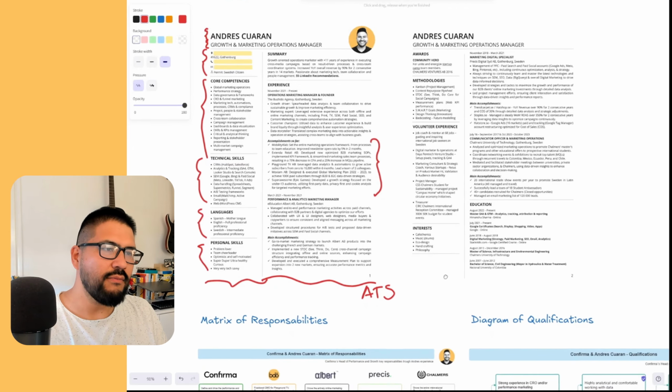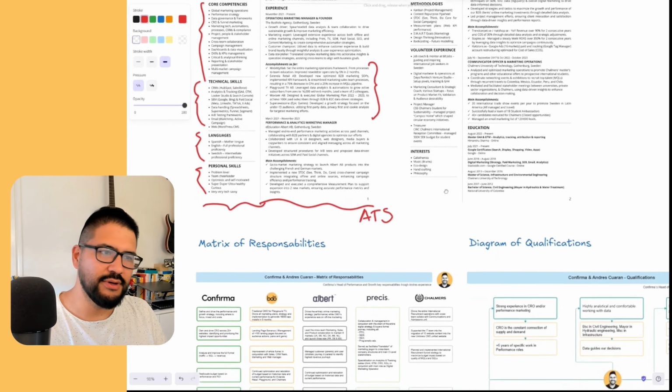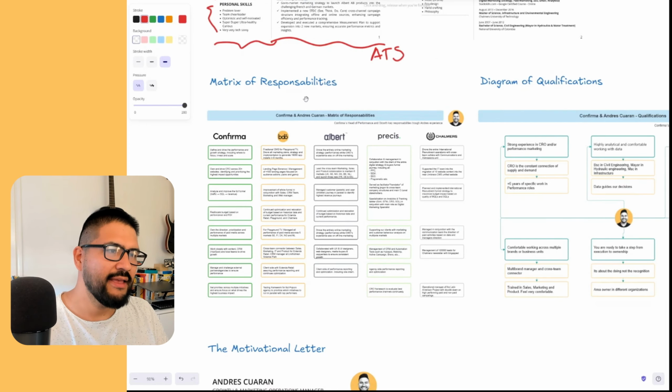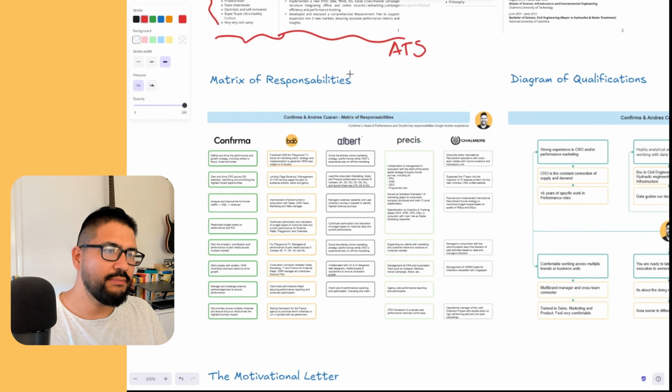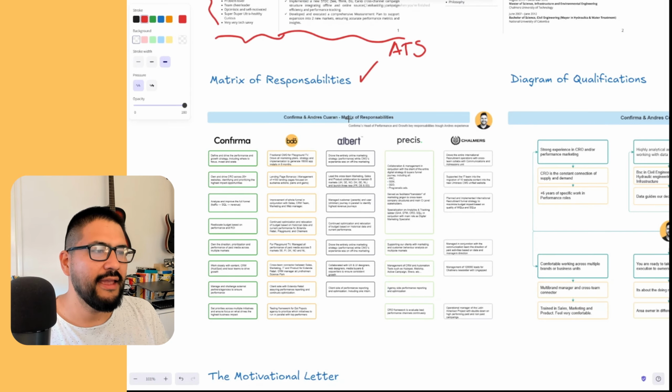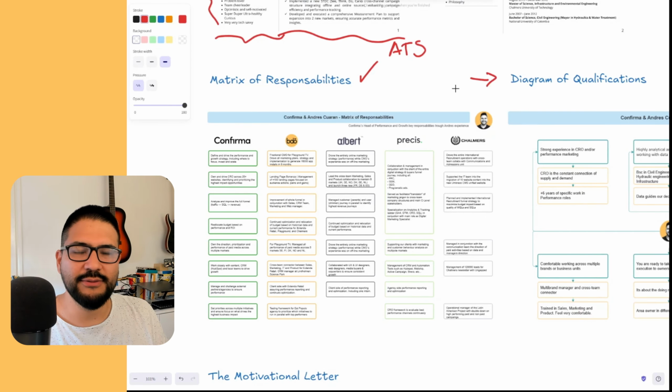Then you might say, Andres, where is the motivational letter? Not yet. Oh, it's already here a little bit. Then we're going to jump into something that I crafted, called the matrix of responsibilities. To be fully straightforward with you, this matrix of responsibilities and the diagram of qualifications were the documents that got me the most interviews, plus the video. But I will explain this when we talk about it.